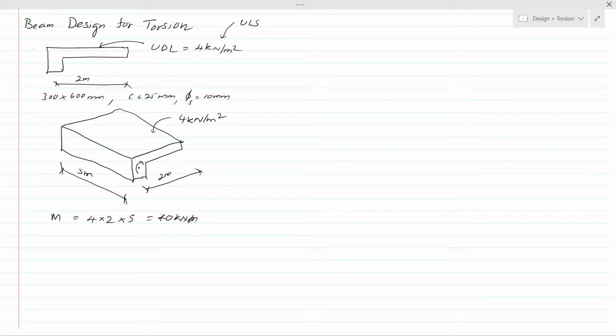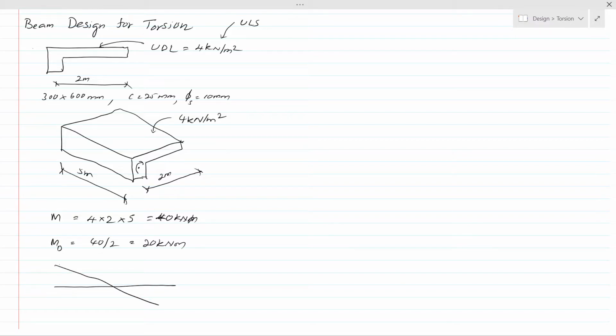This moment is for both the supports. For one support, the design moment will be 40 divided by 2, that is 20 kilonewton meter. This is for a single support. We calculate the total torsional moment, and it has to be divided between two supports. It will be like this.